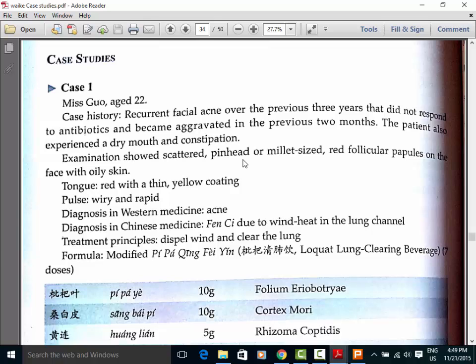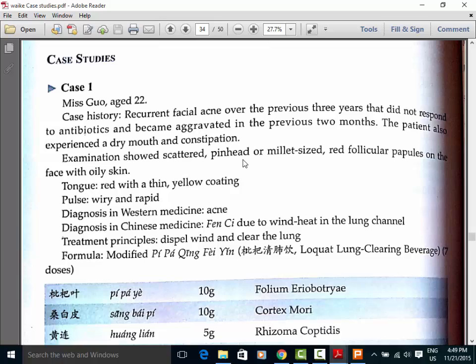Even though they say oily skin, they are describing millet-sized red follicular papules. So this is actually not like larger, greasy, cystic lesions. Again, maybe this is an example of something that throws you off. Look at the whole case to decide which one would be most appropriate.